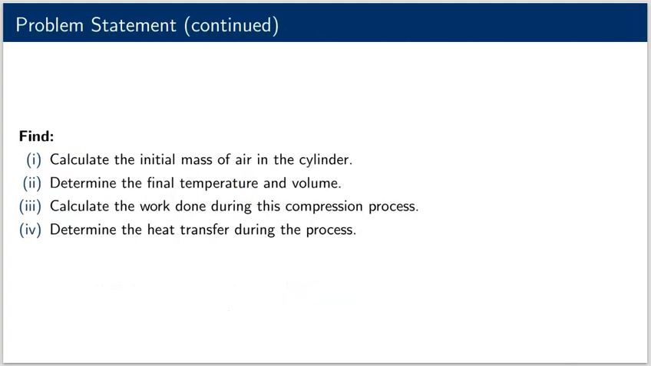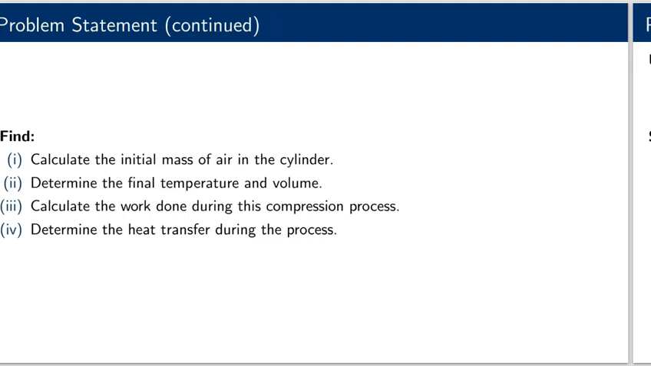Now in part 1 we have to calculate the initial mass of air in the cylinder using the ideal gas law. Second, determine the final temperature and volume. Third, calculate the work done during the compression process and determine the heat transfer during the process. Now I am going to calculate part 1.